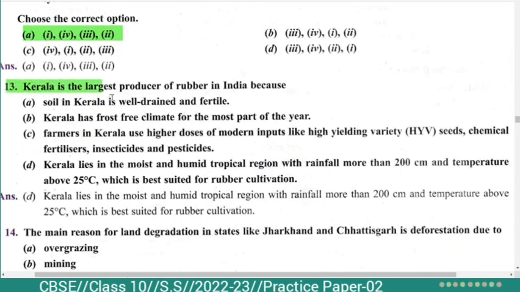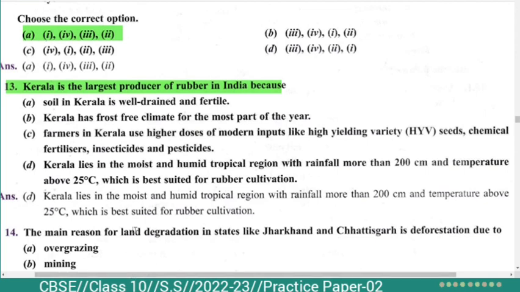Question number 13. Kerala is the largest producer of rubber in India because, options are: A. Soil in Kerala is well drained and fertile. B. Kerala has frost-free climate for the most part of the year. C. Farmers in Kerala use higher doses of modern inputs like high-yielding variety seeds, chemical fertilizers, insecticides and pesticides. D. Kerala lies in the moist and humid tropical region with rainfall more than 200 cm and temperature above 25 degrees Celsius, which is best suited for rubber cultivation.